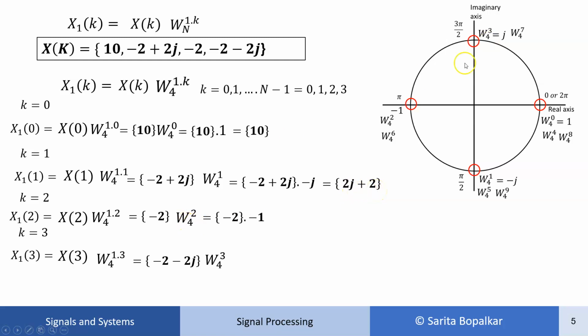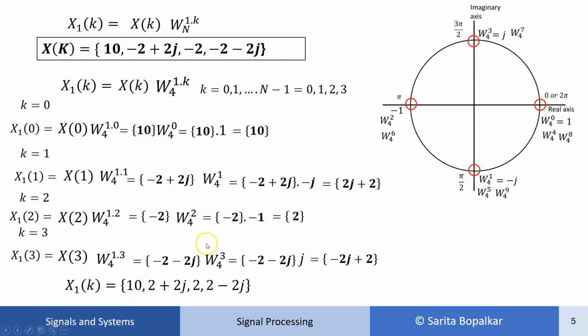Similarly, W4 2 is minus 1, so minus 2 into minus 1 is 2. W4 3 is j, so minus 2j into j becomes minus 2j square. J square is minus 1, so it becomes plus 2. So your x1 of k is 10, 2 plus 2j, then 2, and 2 minus 2j. So this is our x1 of k by using the time shifting property.